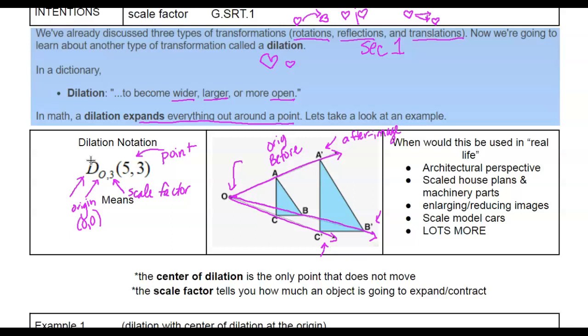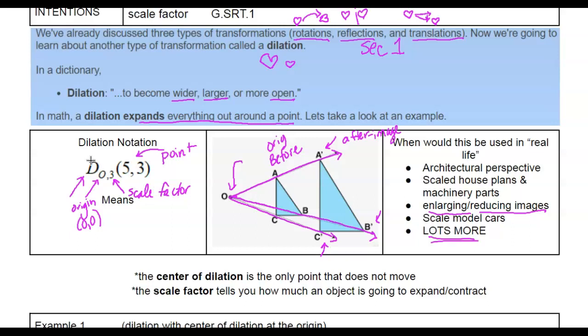All right, so when would we use dilations in real life? Actually, a lot. I use it a lot when I do enlarging and reducing images to make these activities for you. Architectural perspective, so when people are drawing things or they want things to look a certain way, you need to consider this viewpoint. You might have even done this in an art class. Scaled house plans and machinery parts, because obviously if we're building a tractor, you need to scale it down to size on a piece of paper, but there's tons of different applications.